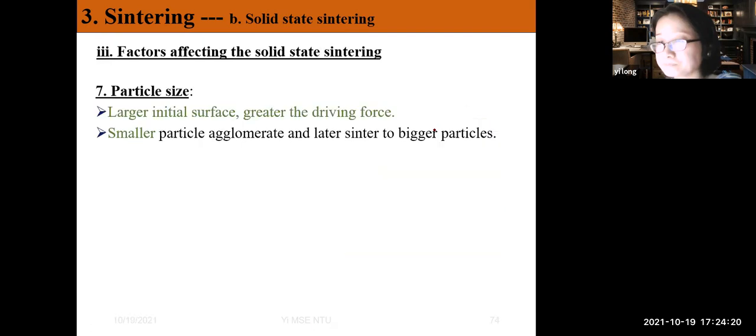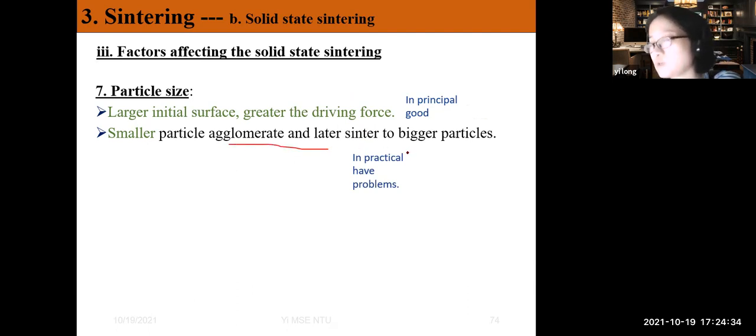Okay, and also the particle size, in principle, if it is smaller, will be better, right? Because you start with a larger surface area. But in practice, it is going to agglomerate. Agglomeration is always not wanted because it is very difficult to control, and it also becomes very non-uniform. Particle size will be very non-uniform at the very beginning, so you will have a lot of issues later. So normally we always need to reduce the agglomeration.